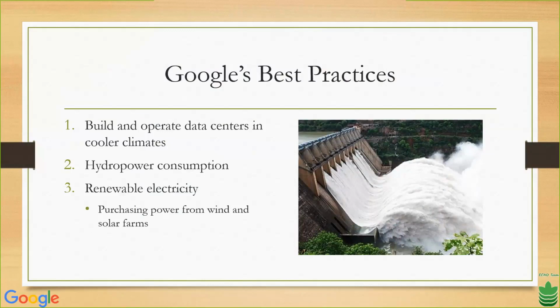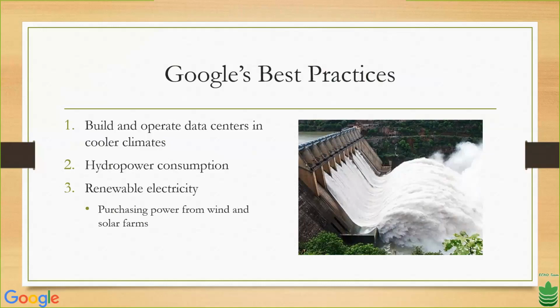Renewable energy is energy from a source that is not depleted when used. For example, power from wind and solar farms, that type of energy, is not being depleted. We're actually using the force of the wind and the solar farms to produce the power.